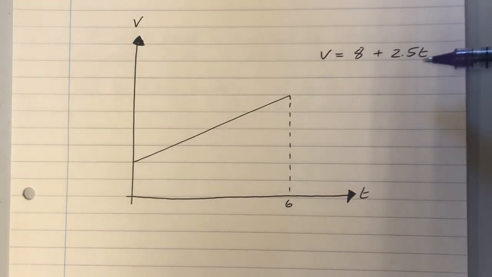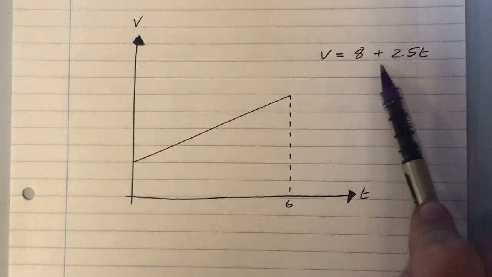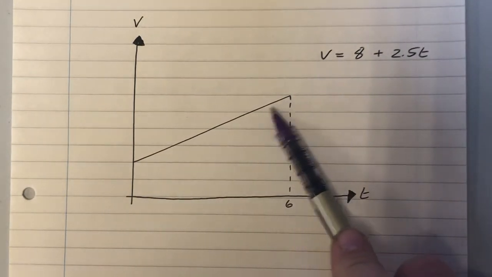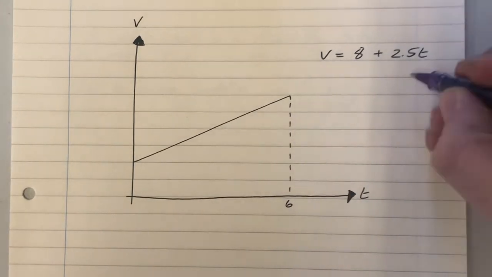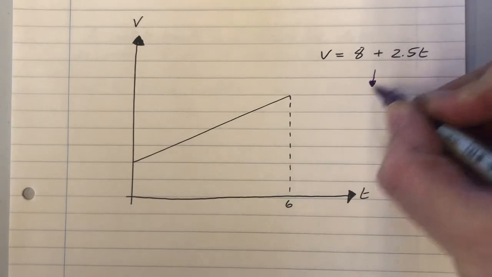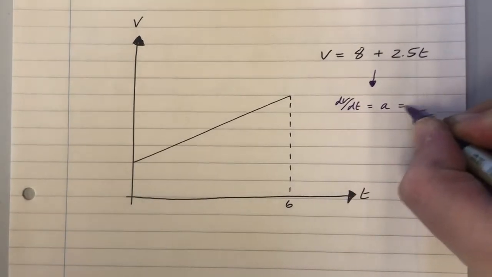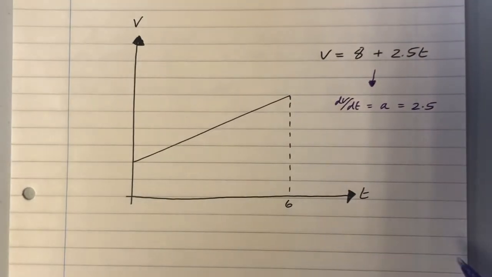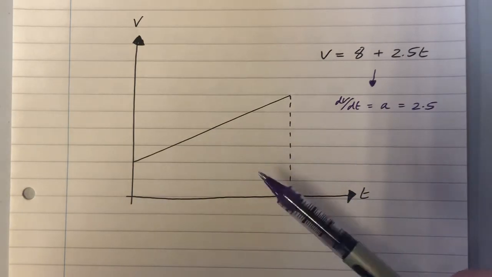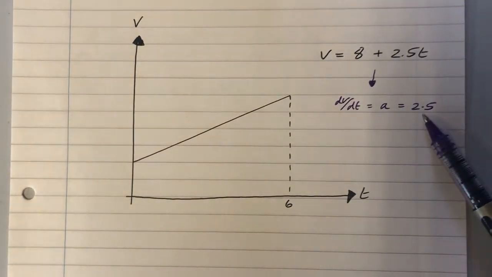This is a velocity time graph. I'm given the equation of the graph. I'm told that v is equal to 8 plus 2.5t, and I can see that it is a linear graph, which means the gradient is constant. So if I were to differentiate with respect to time, I would get dv by dt, which is a, which comes out to be 2.5. So with this question, we have acceleration is constant, which means the Suvat equations will work.